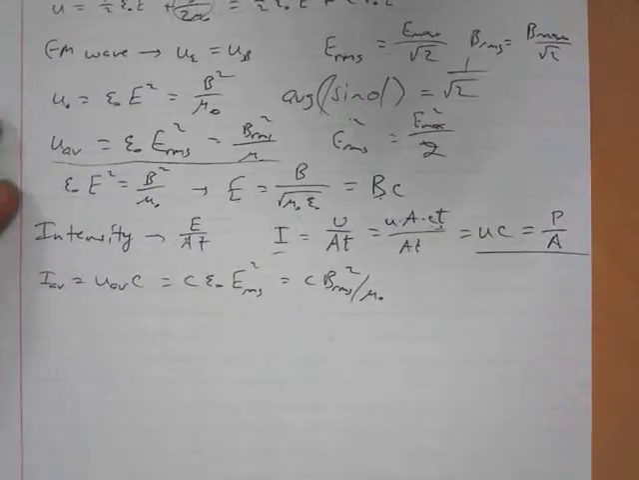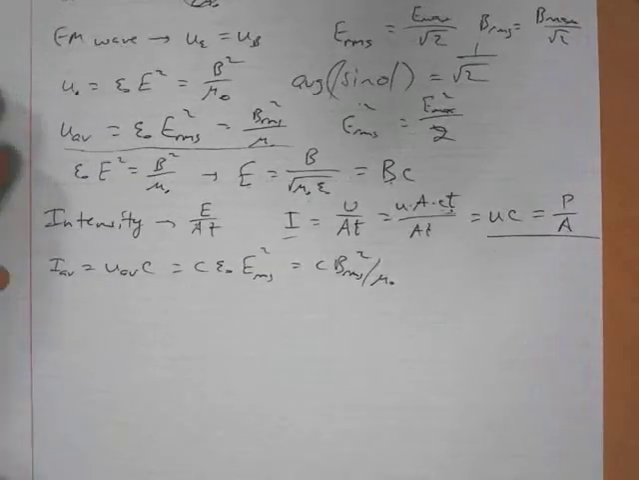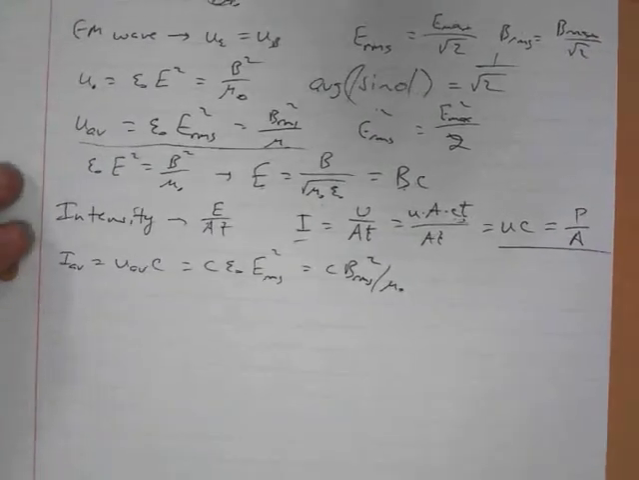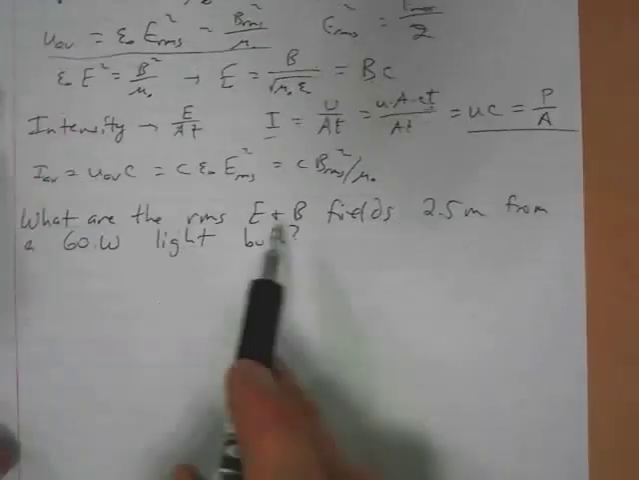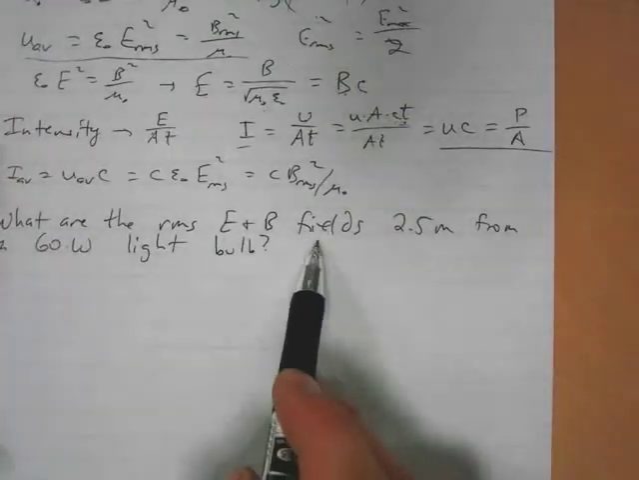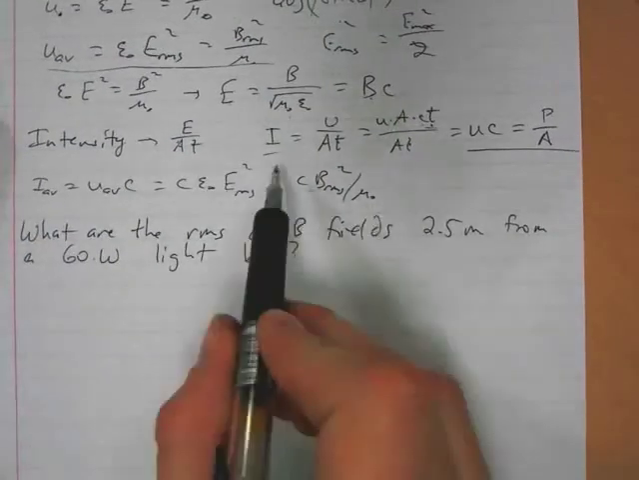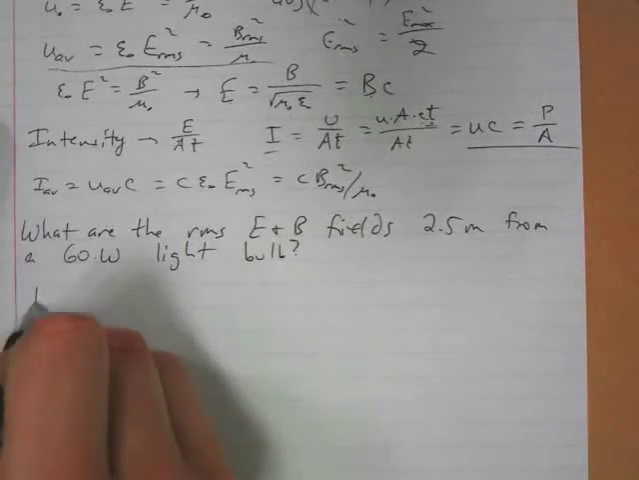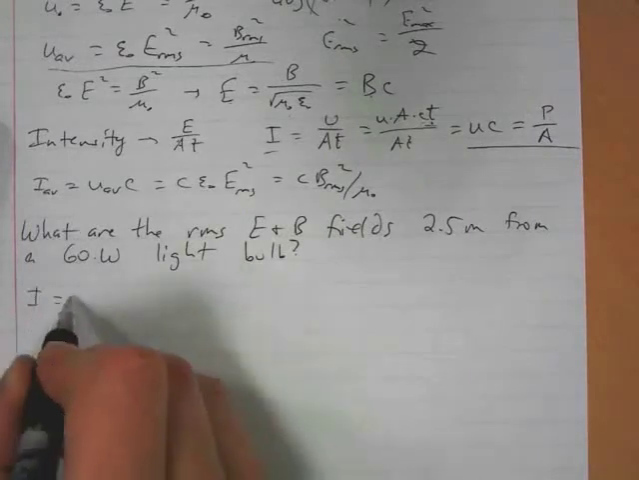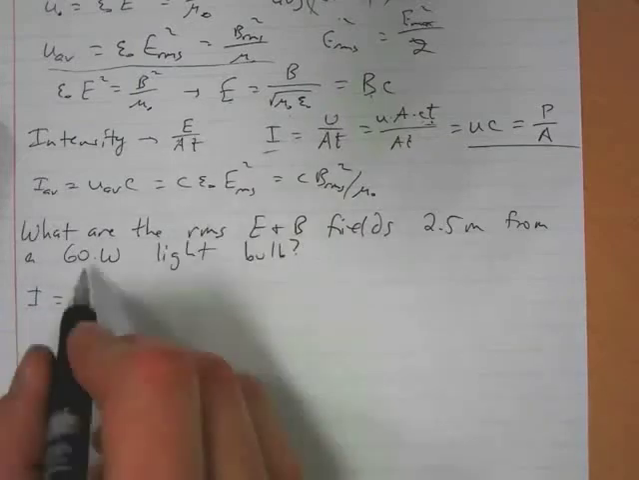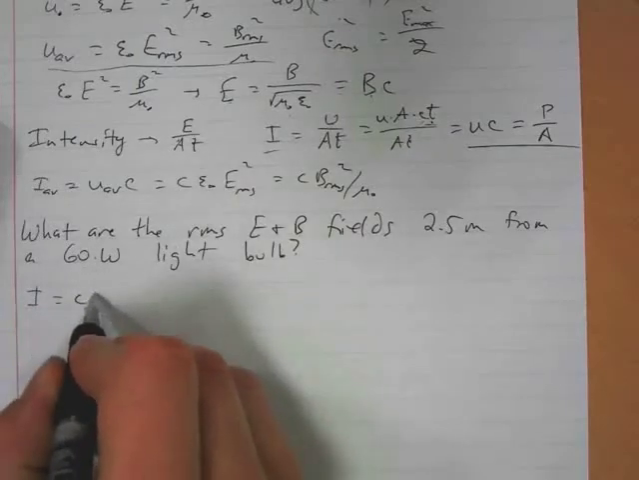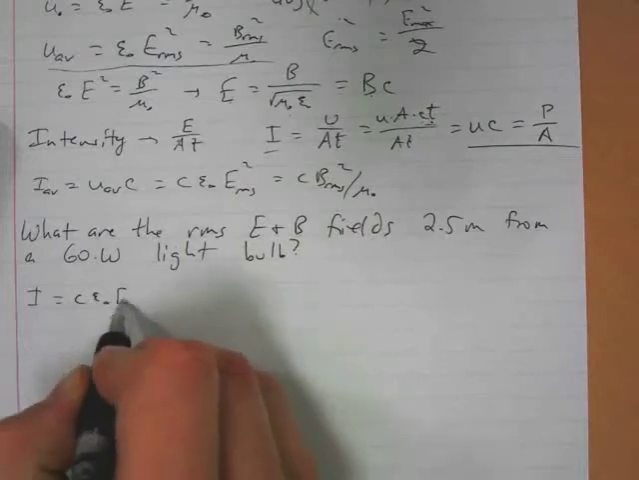So let's take a look at an example question that could apply this principle. I want to know what the root mean squared electric and magnetic fields are 2.5 meters from a 60 watt light bulb. Well, we know intensity is equal to energy density times c, and if we want to find the E field, we'd probably want to use this.